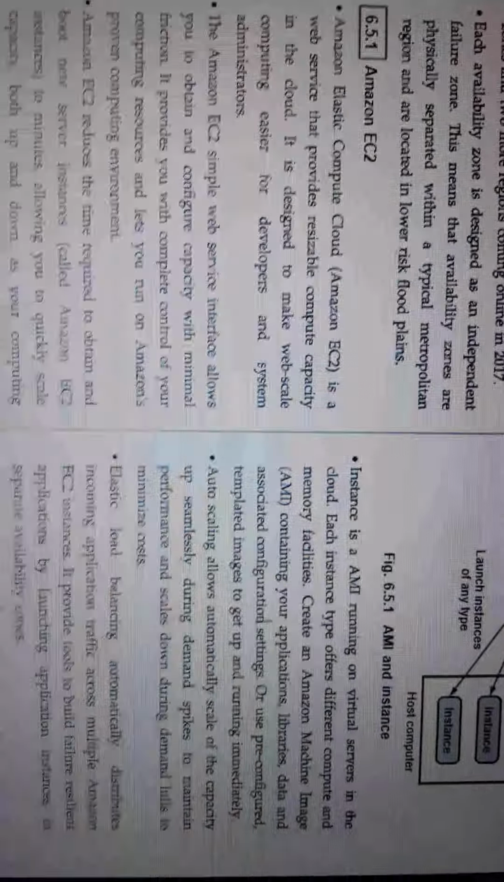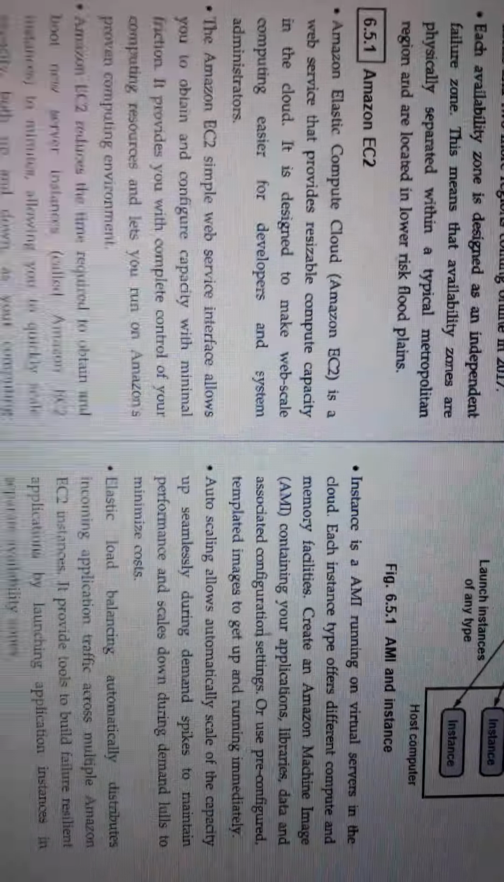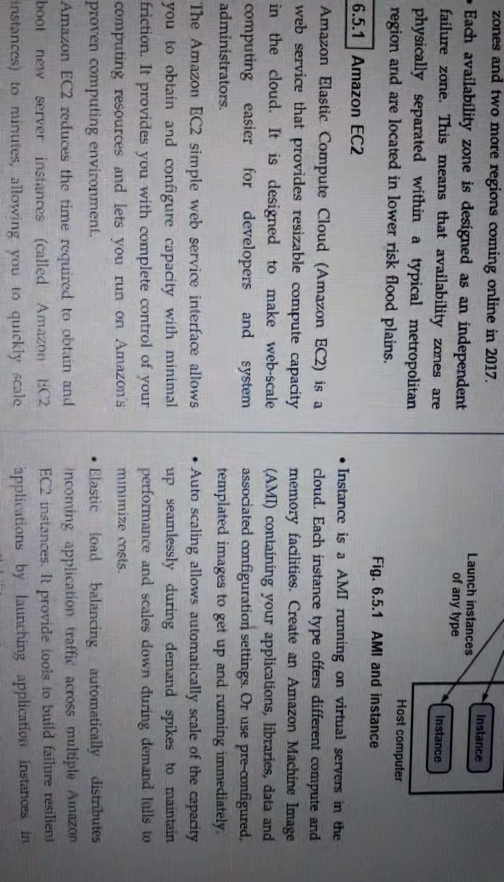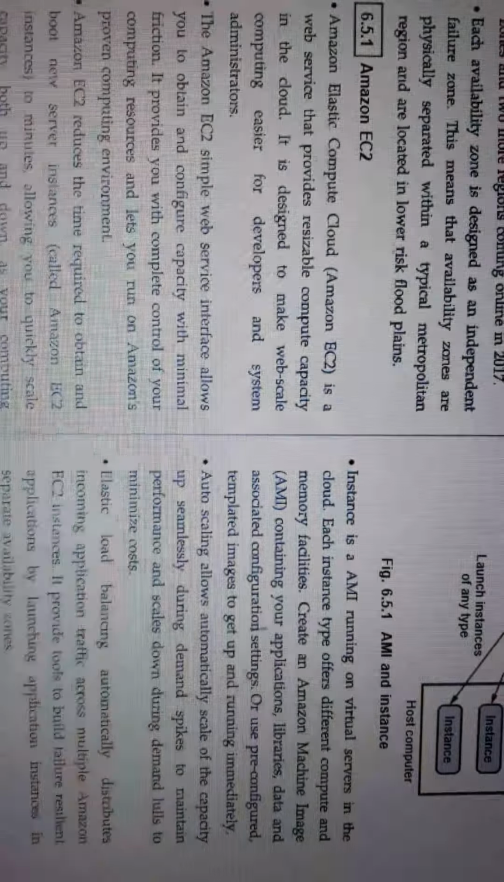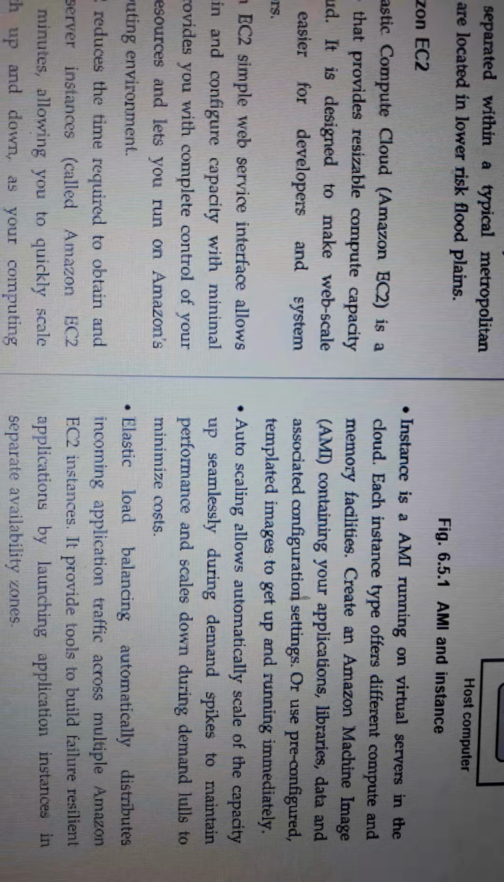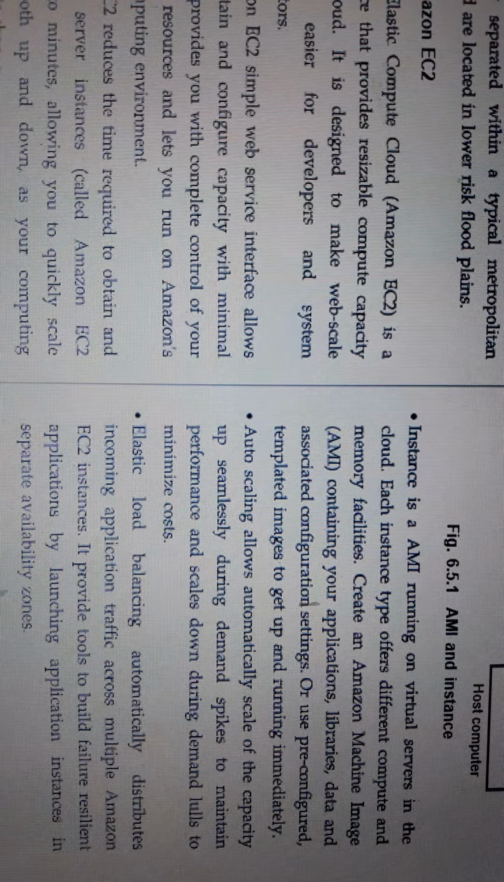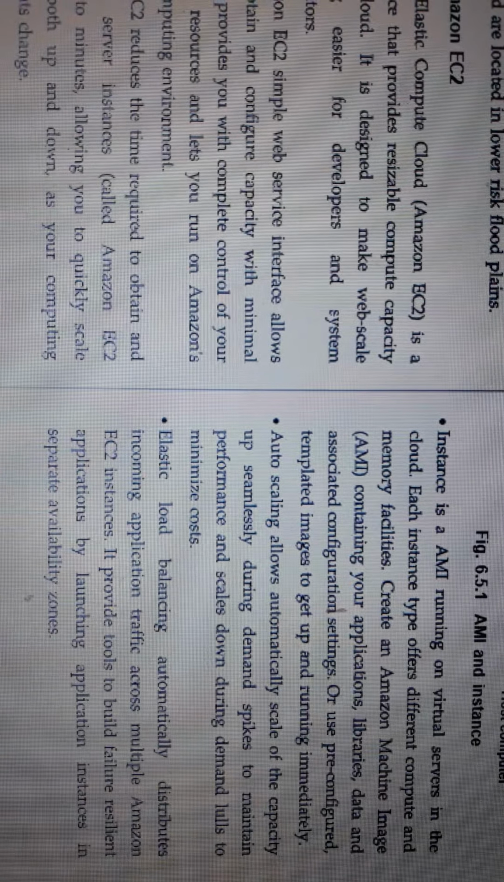So an instance is an AMI running on virtual servers in the cloud. Each instance type offers different compute and memory facilities. Create an Amazon Machine Image containing your application, libraries, data and associated configuration settings, or use pre-configured template images to get up and running immediately.